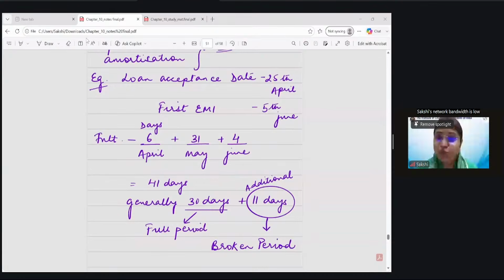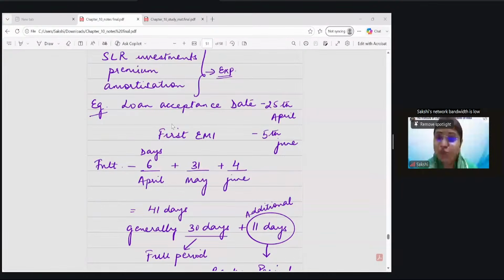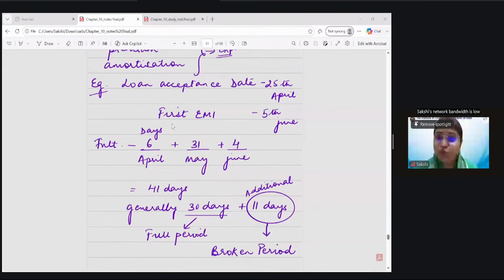Is the concept of broken period clear to all of you? Please write to me in the chat box. This additional 11 days is what we call broken period interest. Interest for these additional 11 days is called broken period interest.